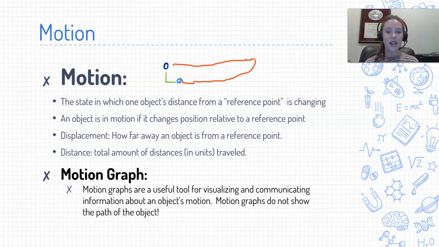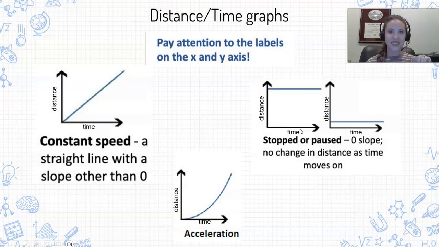So there are different kinds of graphs that we can use to graph motion. We're going to learn about the distance time graph today, and then in another lesson we'll learn about speed time graphs, okay? But all motion graphs are useful for visualizing and communicating information about an object's motion. Okay, so distance time graphs. Remember, in a distance time graph, we're illustrating distance over time, d over t. We're talking about how those things relate to each other.